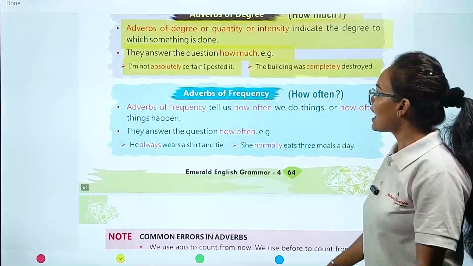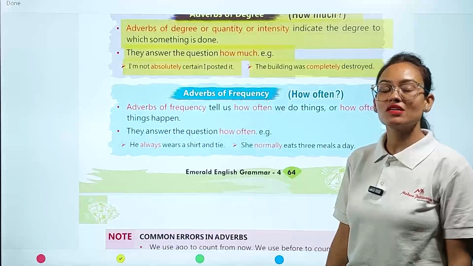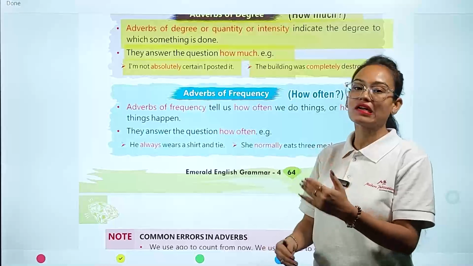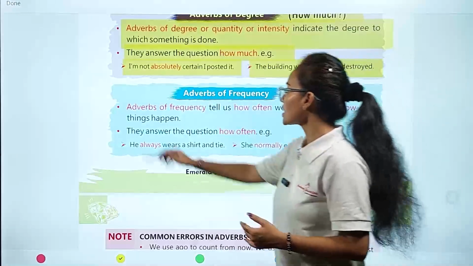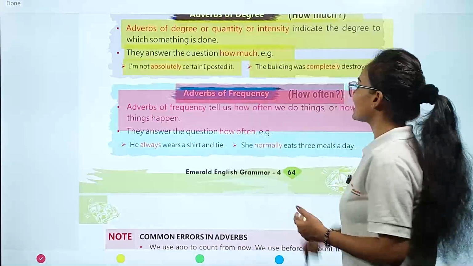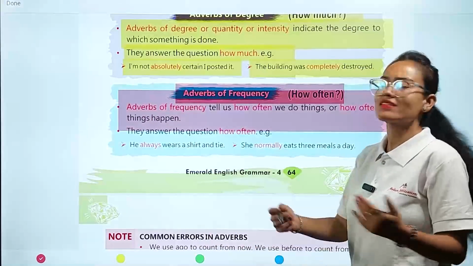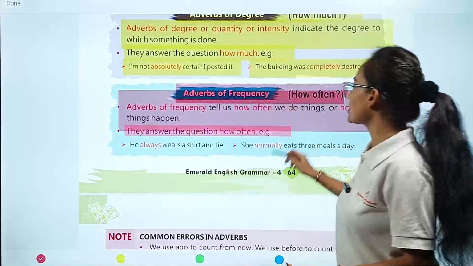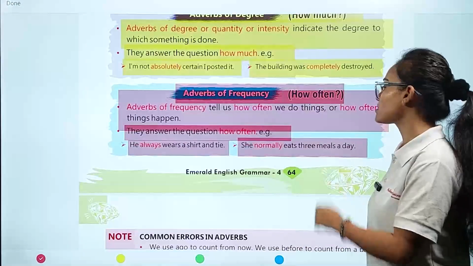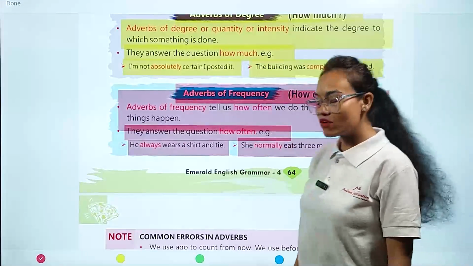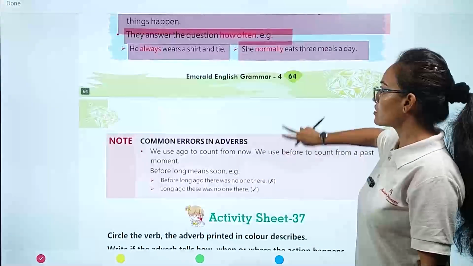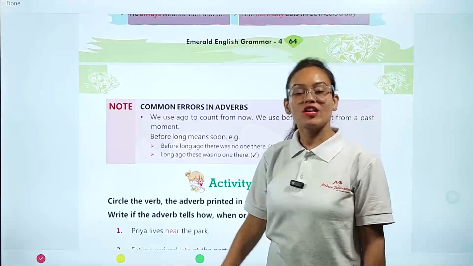Now we are going to see adverbs of frequency. Adverbs of frequency show how frequently these actions are performed. They tell us how often we do things or how often things happen. They answer the question how often. Example: he always wears a shirt and tie. She normally eats three meals a day. Adverbs of frequency tell us how frequently these actions take place.